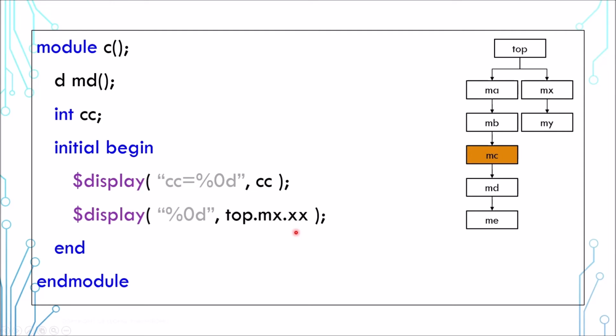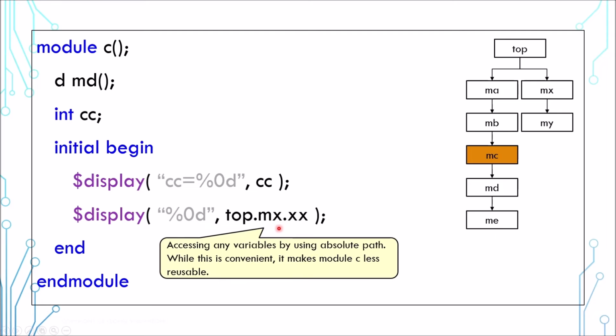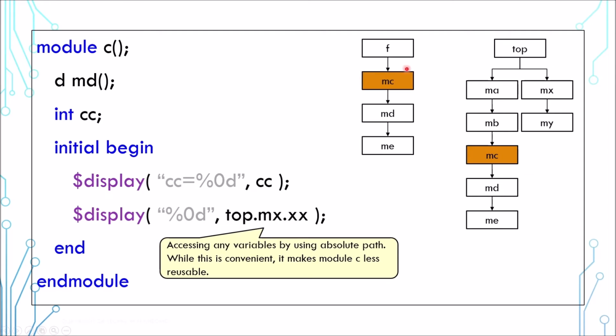In general, it is best not to use absolute path because it makes a module less reusable. Let's say we have a module F and it wants to instantiate module C. If module C has an absolute path reference in this system, that path does not exist, so module C cannot be reused by module F.